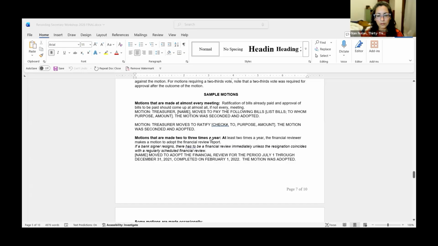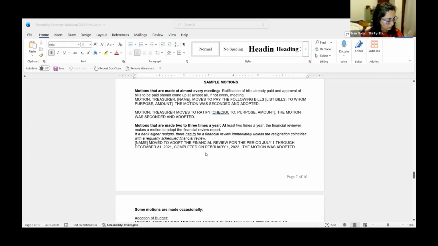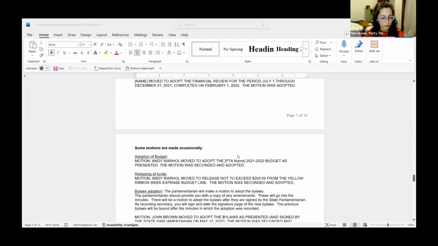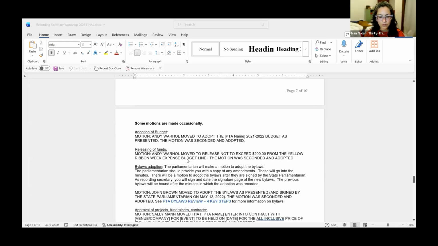This is two or three times a year. The financial reviewer makes a motion to adopt the financial review report. If you happen to have a bank signer quit or resign, then you have to have a financial review of your books immediately. But typically the review period is July 1 to December of a year, and the following one would be January 1 to June 30th. That is how your reviews roll.